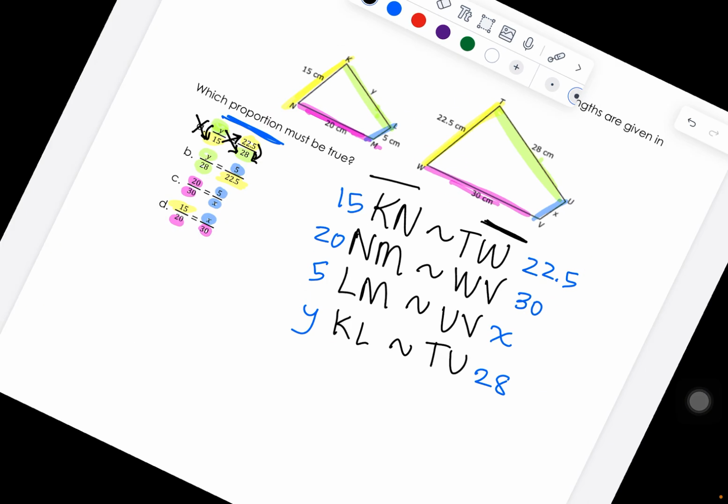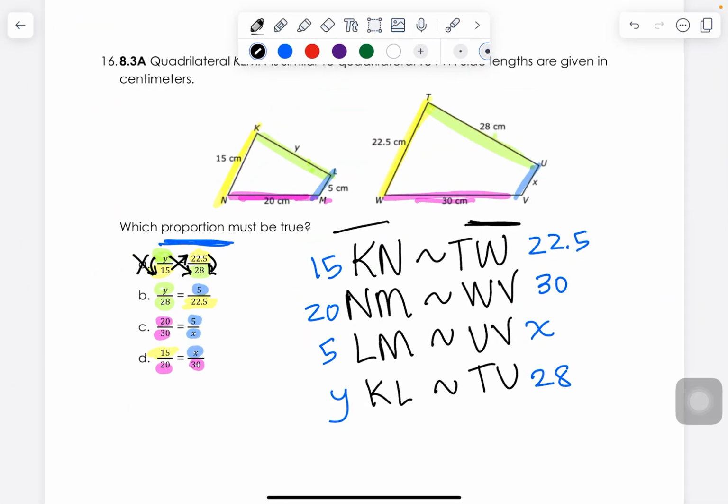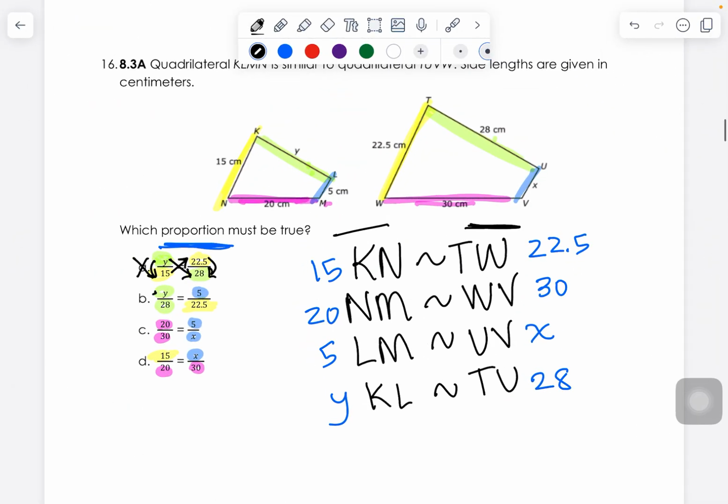It's not a match. All right, looking at answer choice B, I see I've got two corresponding sides here. Y to 28, Y to 28. This is accurate the way I need it set up. But on the other side, I don't have a match. 5 goes to the blue, and 22.5 goes to the yellow corresponding sides. So I don't have a match for both colors. And I can see that's happening here as well on answer choice D.